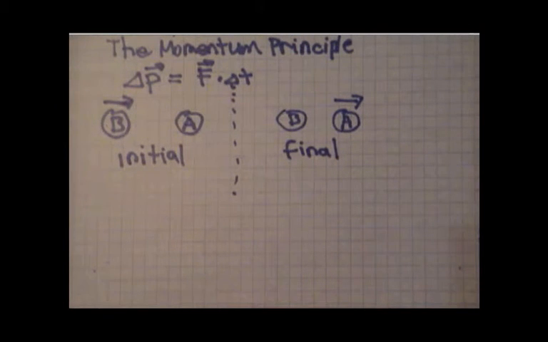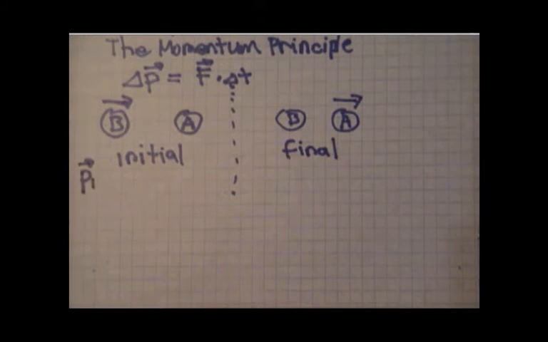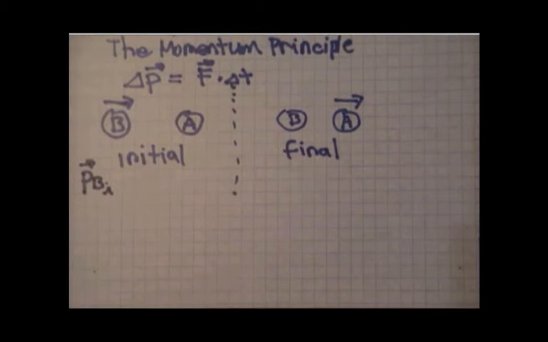And I'm going to claim the numbers I'm going to write down are in the ballpark of what is reasonable for the actual situation that we saw in the video clip. So I'm going to call the momentum that ball B has in the initial condition P sub B sub I. Momentum is a vector, remember, so we have to specify three components. But the momentum in this case is all in the x direction. B is moving horizontally to the right.